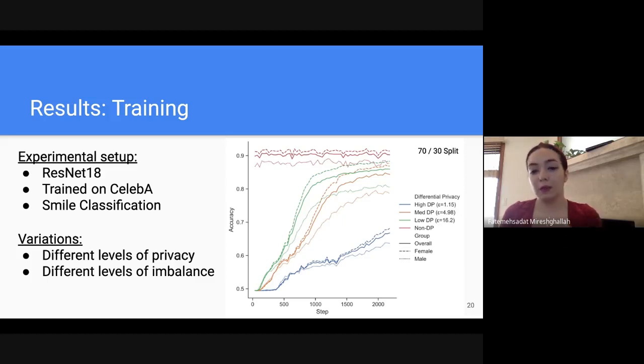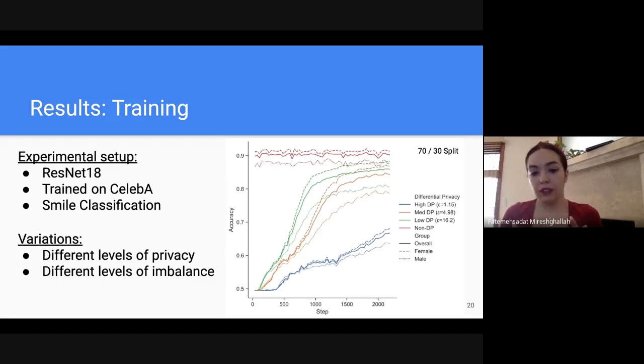Since a smile is not really correlated to gender, we've chosen it because if we see a skew, it's probably because of the dataset imbalance, not because there's a correlation in reality. Also, the data is balanced: it's 50-50 smiling and not smiling for each subgroup. So we make sure that we're not looking at the wrong things.